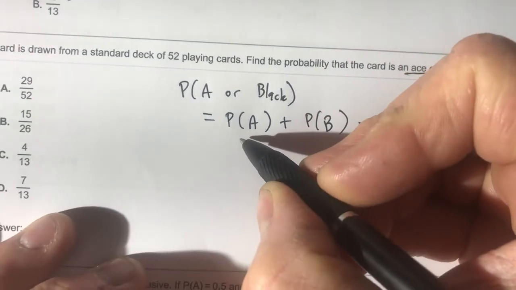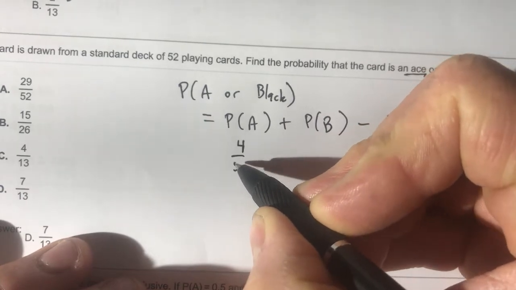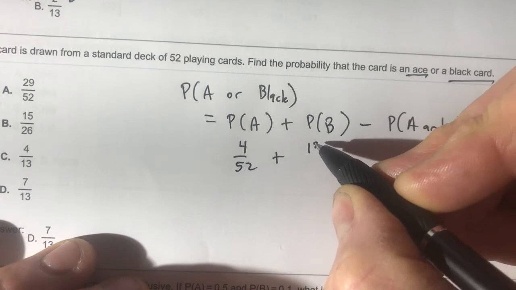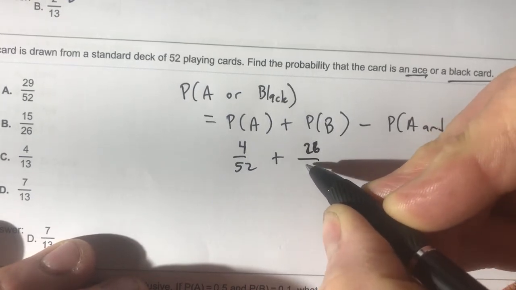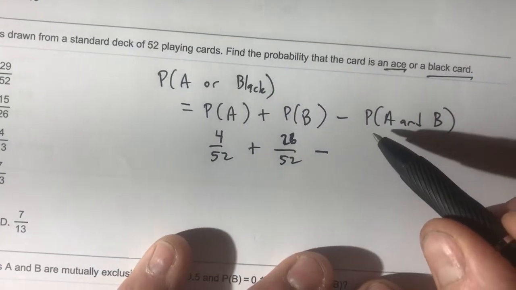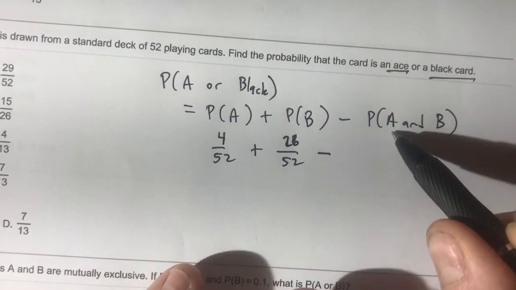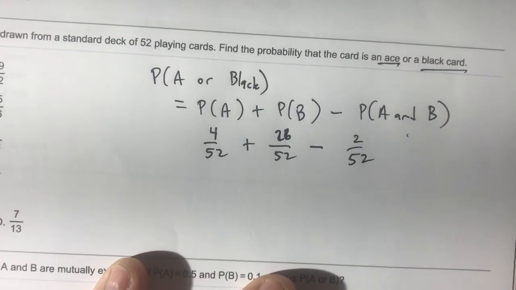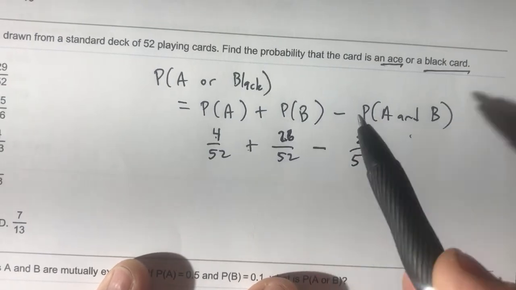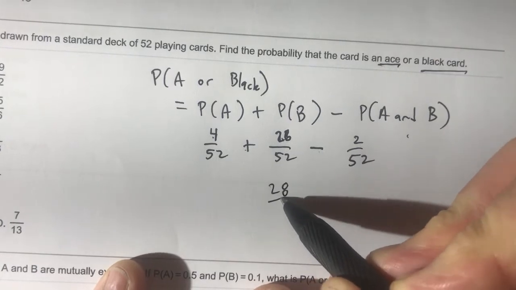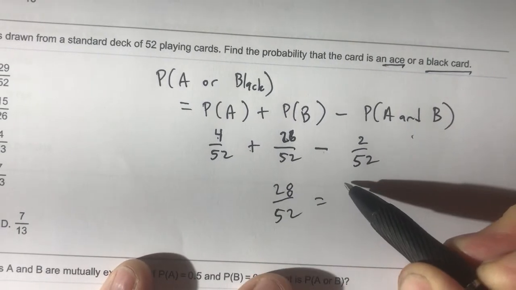So the probability that you got an ace, there's 4 aces out of 52. The probability you have a black card, there's, I'm sorry, 26 black cards out of 52. Minus the probability that it's ace and black. How many black aces are there? Well, there's 2 of those. So there you go. Now you can just do 4 plus 26 minus 2. 4 plus 26 is 30, minus 2 would be 28 out of 52, which simplifies to 7 over 13 right there.